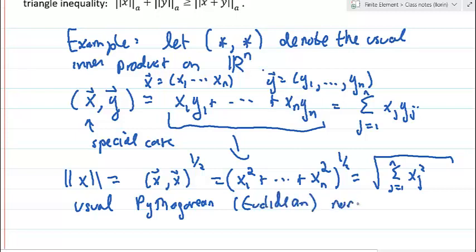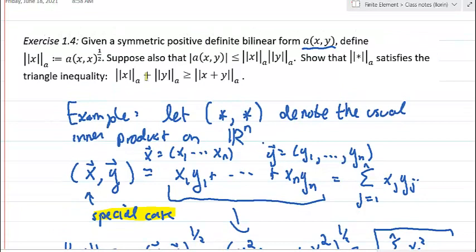Now I do want to emphasize that this is just a special case. It's not general, but it shows you why I chose this definition for the norm. This norm for the usual inner product agrees with the usual norm. Okay, so that's explaining this topic here. Let's go on and continue the problem.